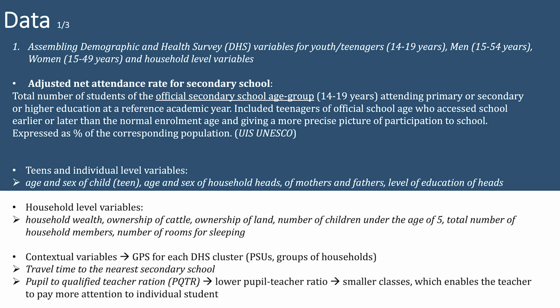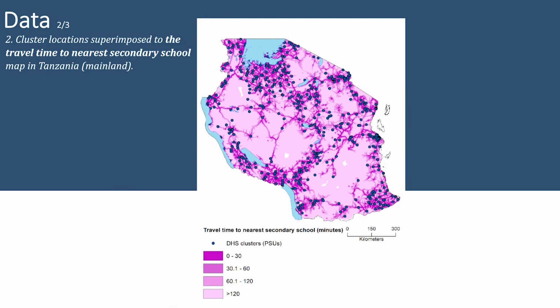As well as individual level and household level variables, we, as I mentioned, worked with 2 contextual variables mainly: travel time to the nearest secondary school, as well as the pupil to qualified teacher ratio, which we'll call PQTR. The lower the PQTR, the smaller the classes, and that enables the teacher to pay more attention to individual students. And so by constructing surfaces for these 2 contextual variables and then overlapping the DHS cluster points, we were able to use them as contextual variables and test those factors in our modeling technique.